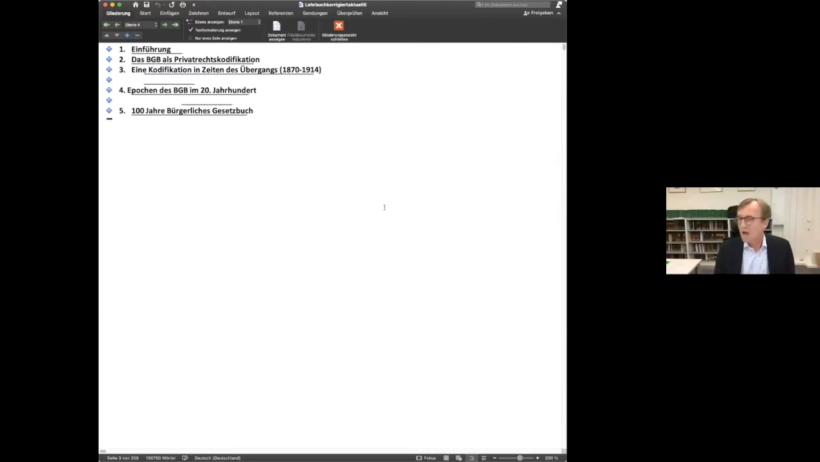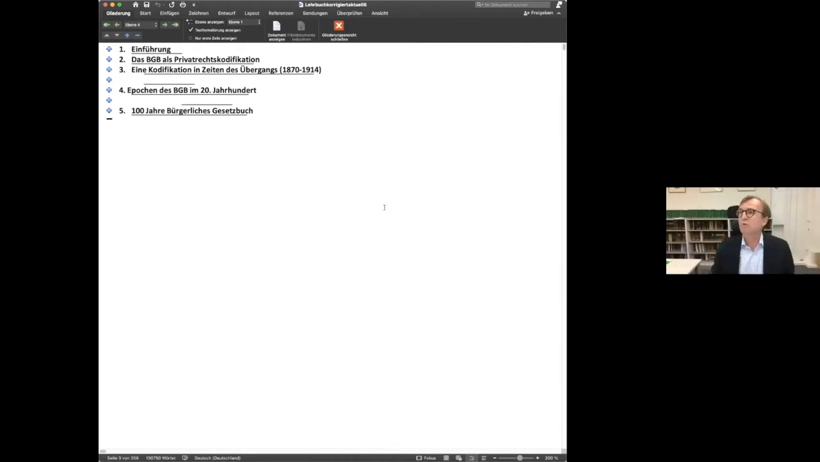That means after an introduction, I have two questions in this book. The first question is, this civil code is a private law codification. If this civil code is a private law codification, 2 questions arise. First, what is private law? Second, what is a codification? And if I ask this, then the following questions arise, I will show you.